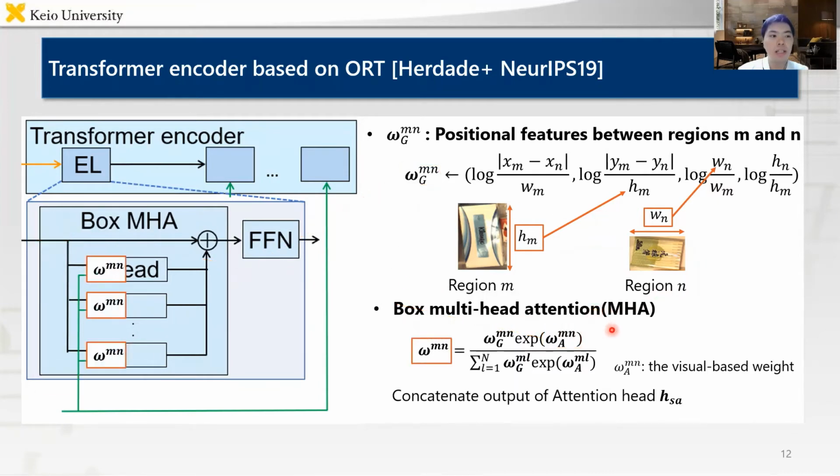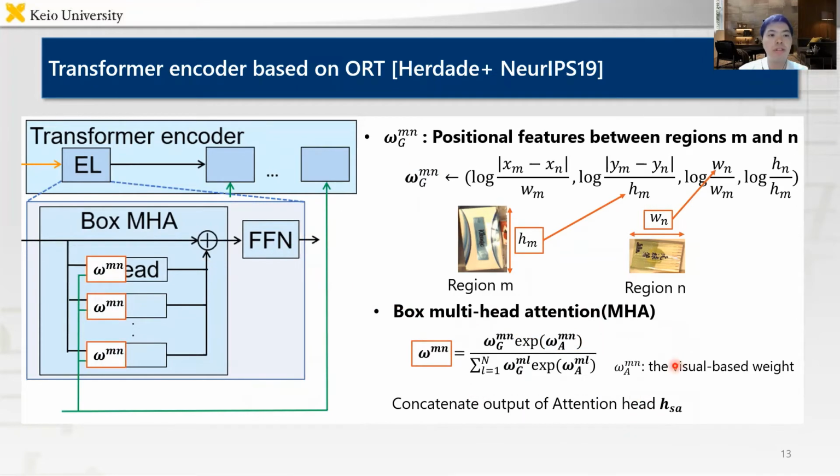Attention head calculates attention from these positional features and the feature obtained from the image. And finally, concatenate them to obtain attention. By doing this, we modeled the geometric relationship. In the next few slides, I will show you the detailed transformer decoder.